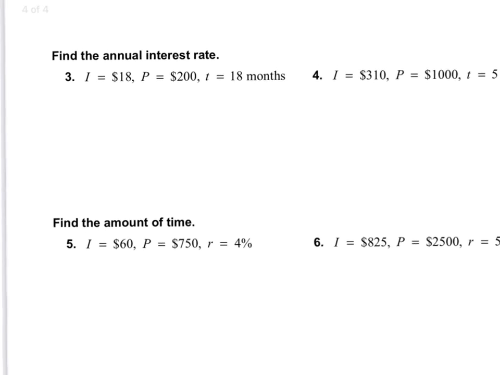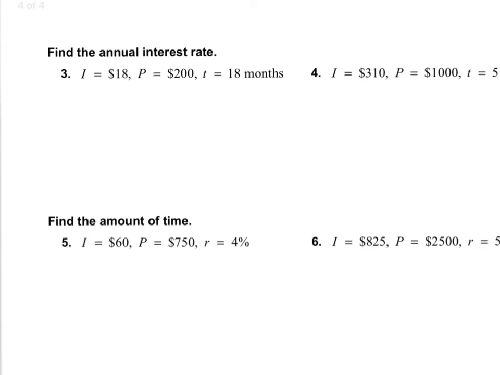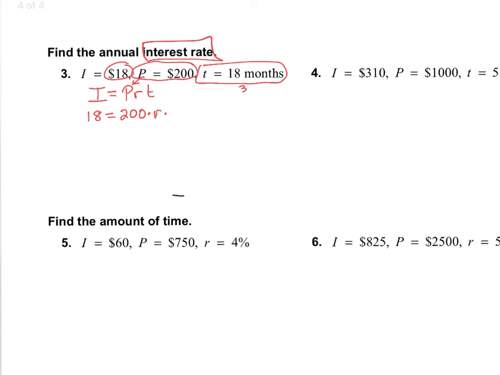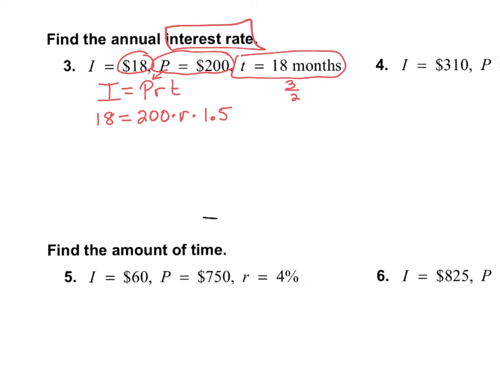So look at number 3. It says find the annual interest rate. We know that I equals PRT, correct? Look at what we are given. We are this time given I, so I'm going to replace that I with 18. We know P is 200, so I'm going to replace P with 200. We don't know the interest rate, so I'm going to put times R. And the time we do know is 18 months, which we write as 3 over 2, which is 1.5. So this is basic algebra. All we're going to do is solve for R. The first thing we need to do is multiply 200 times 1.5, and you get 300. So we have 300R.